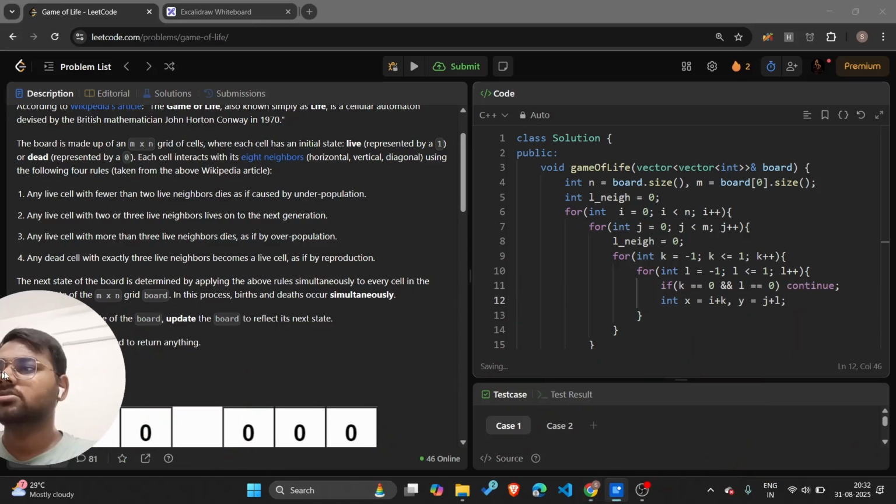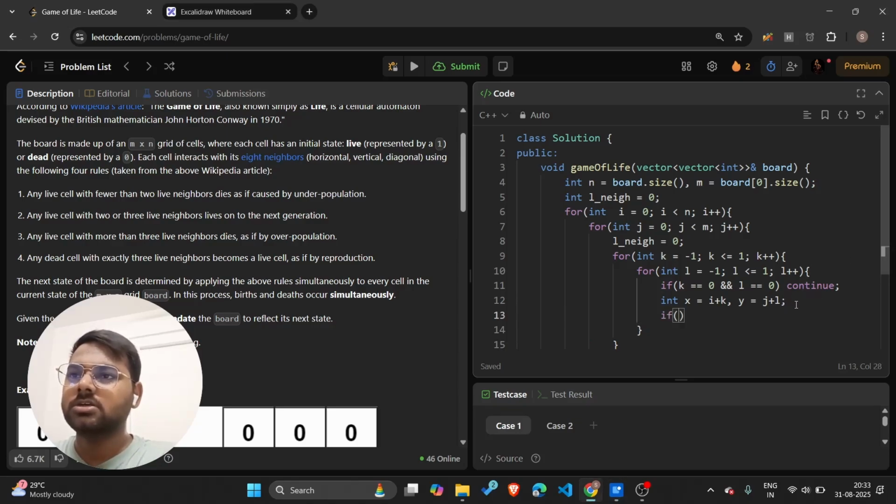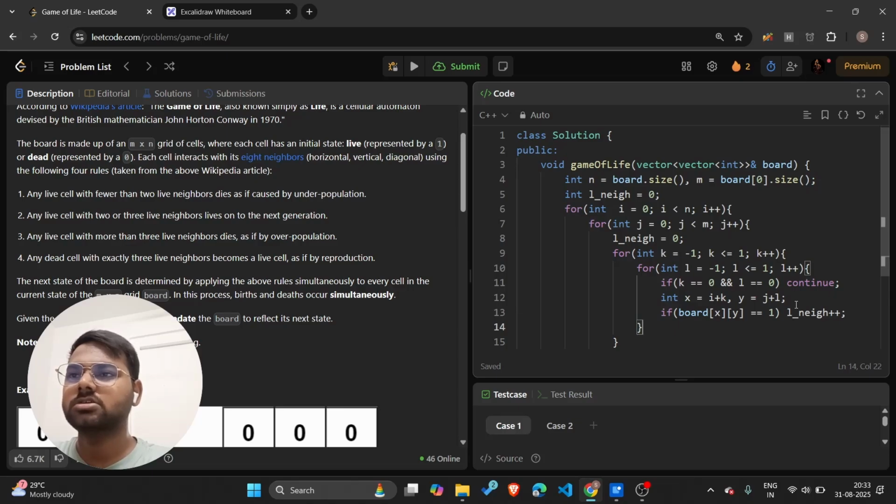Why? Because it is the same cell, i comma j. We don't want to count whether it's alive or dead. We are not going to count that cell. We only need the neighbors. So for the neighbors, if board x y equals 1, then it's alive, so increase the count.